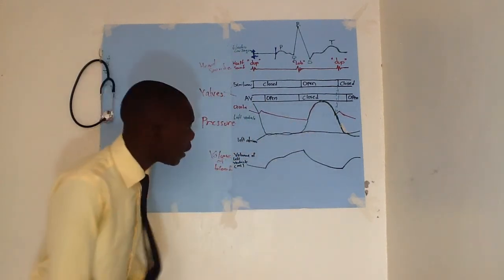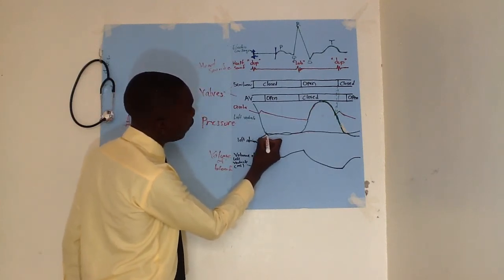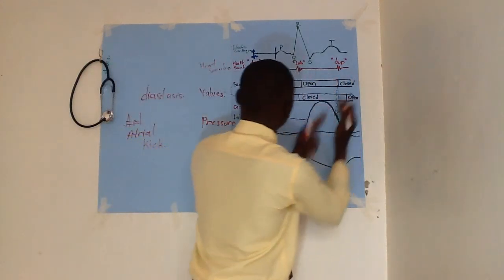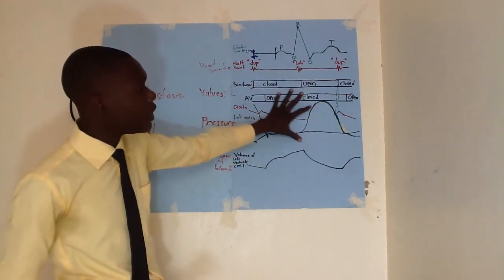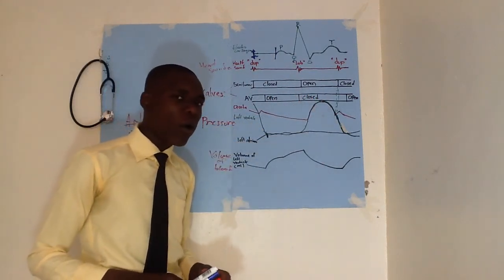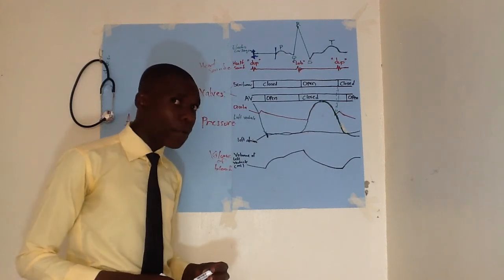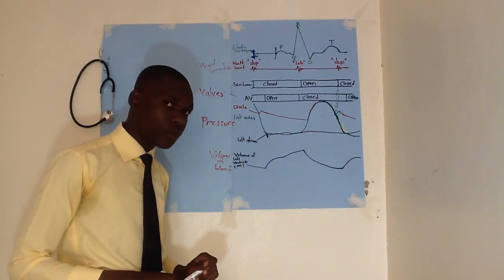So we have gone back to this stage here. That's where we have gone back. I think you can see. So this graph here at this point is indicating one complete cardiac cycle.